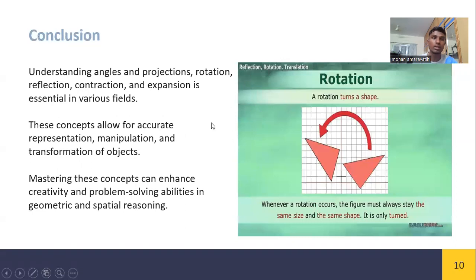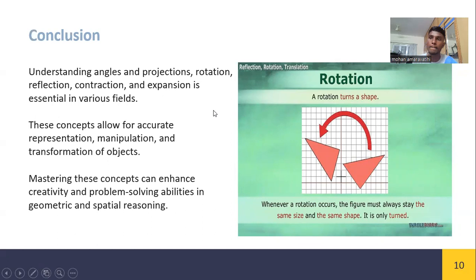In conclusion, guys, understanding angles and projections, rotation, reflection, contraction, and expansion is essential in various fields. Whenever a rotation occurs, the figure must always stay the same size and the same shape. If an object is turned, it looks exactly the same, and the size is also the same. These concepts allow for accurate representation, manipulation, and transformation of objects. Mastering these concepts can enhance creativity and problem-solving abilities in geometric and spatial reasoning.